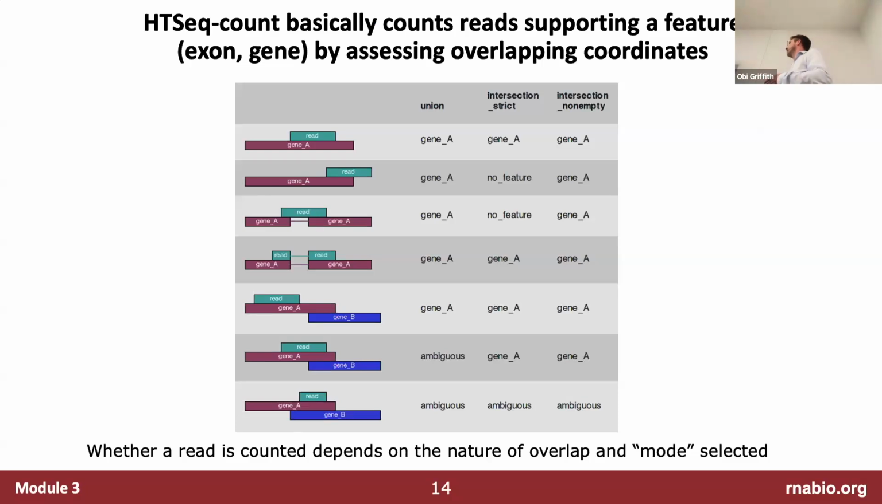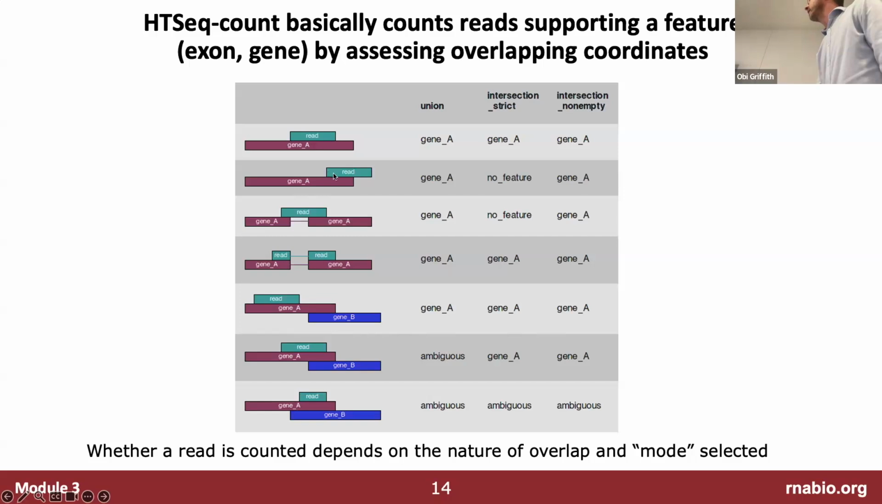Before we get to that, this is a topic that was raised earlier, this idea of when does a read count, and count towards what? So you could think about these different scenarios where the green boxes represent your read alignment. And you have this simple situation where it's just in the middle of an exon of a gene. That's easy, right? Sure, let's count that read towards that gene.